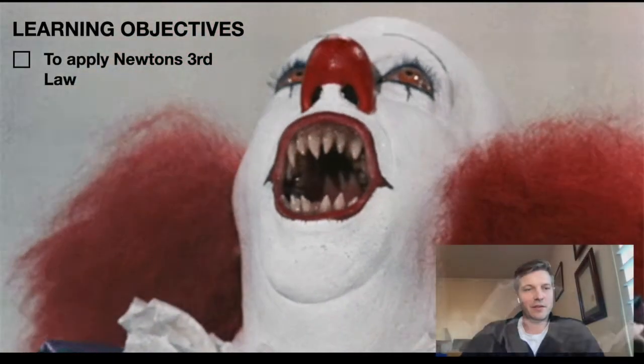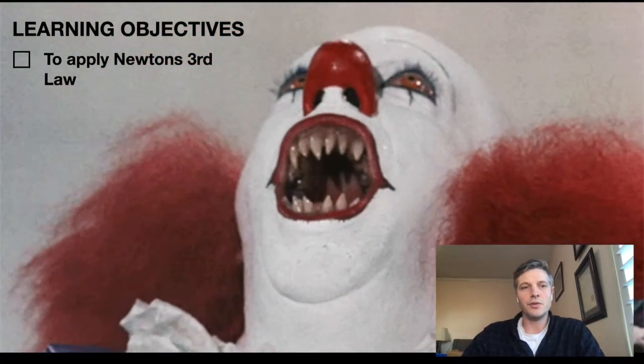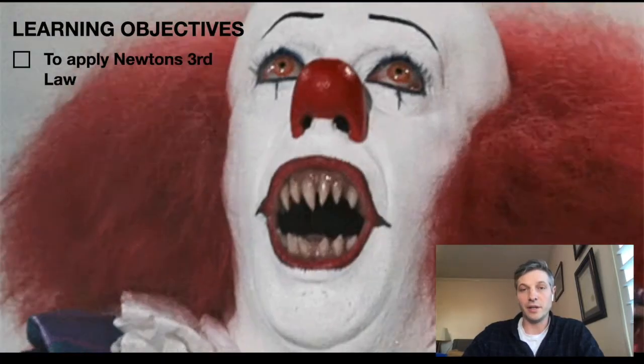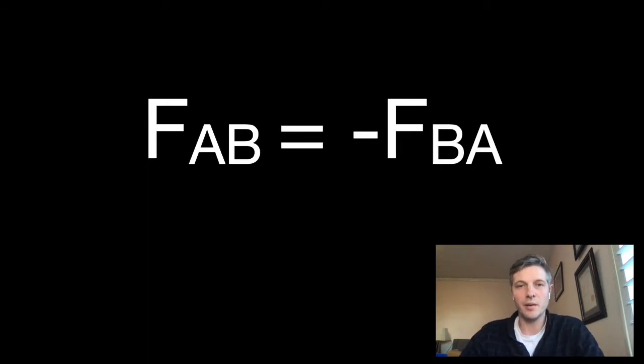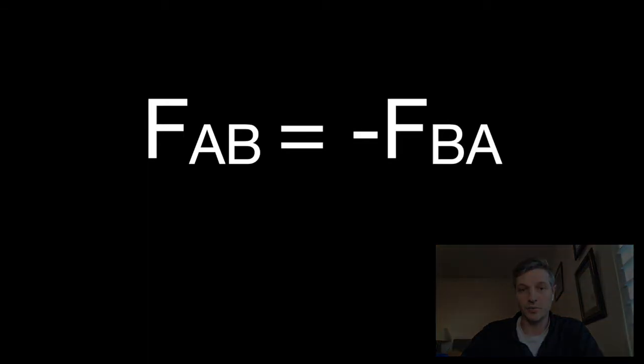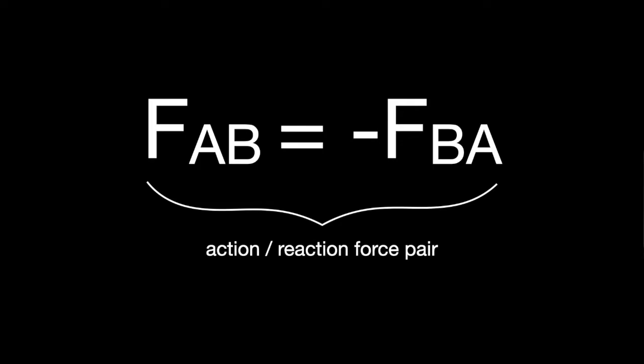The learning objective of this lesson is to apply Newton's third law quantitatively. And if we remember quantitatively, Newton's third law tells us that the force applied by A to B is equal to the force that B applies to A in the opposite direction. These are our action-reaction force pairs.